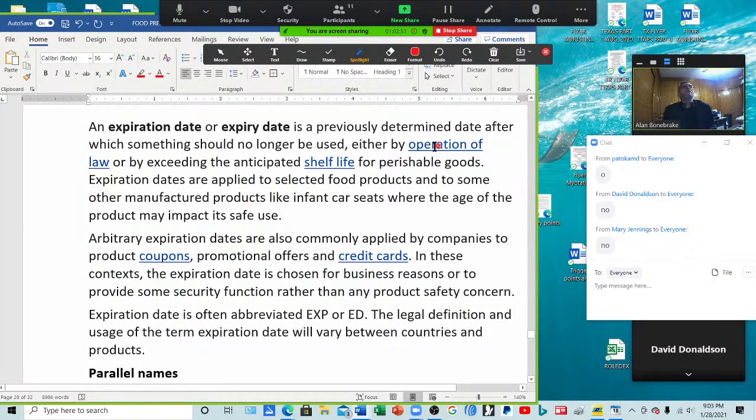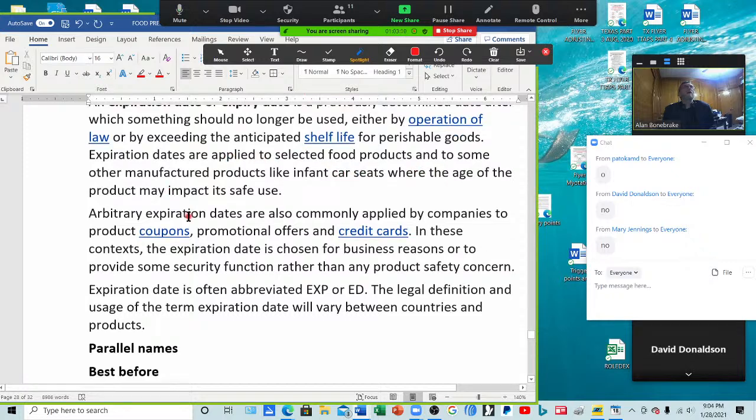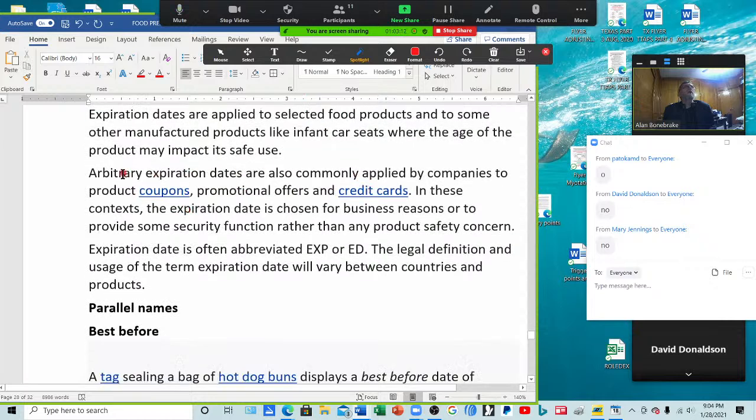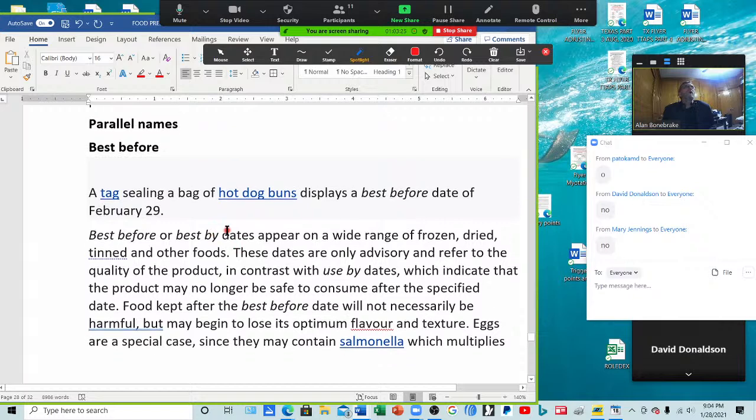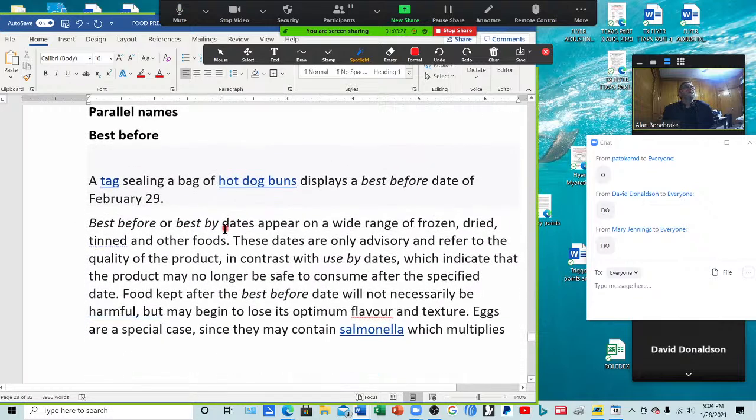Expiration date or expiry date is a previously determined date after which something should no longer be used, either by operation of law or by exceeding the anticipated shelf life for perishable goods. Expiration dates are applied to selected food products and to some other manufactured products like infant car seats, where the age of the product may impact its safe use. Arbitrary expiration dates are also commonly applied by companies to product coupons, promotional fares, credit cards, etc. So your credit card will explode if you don't use it by a certain date, right?